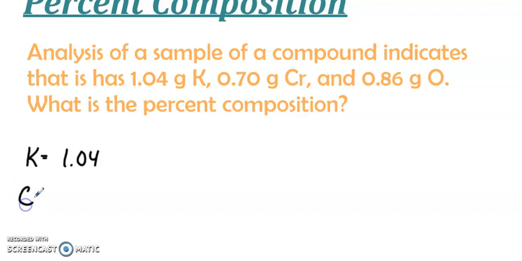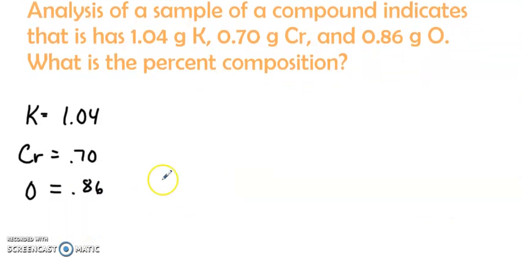We've got chromium right here, and it is 0.70 grams. And then we've got oxygen right here, and it is 0.86 grams. So we've got each one of our parts right there. Now we can figure out what our total is, and then we can divide each one of these by the total to get our percents of each one.